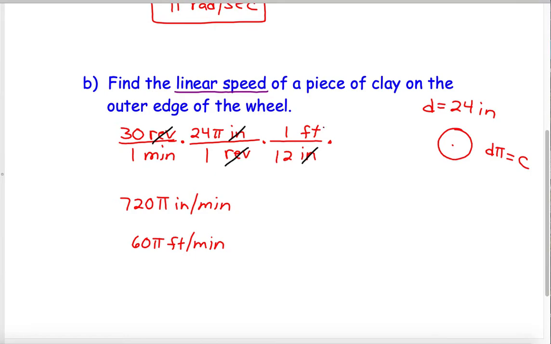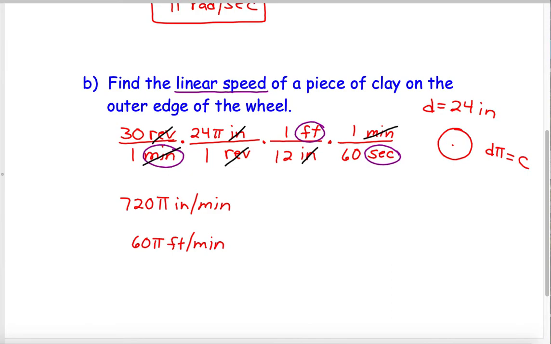So what do I have right now? Right now I have feet and I have minutes. And I still have a pretty big number, 60 pi, 188 and a half. So what if I cut my minutes down and did it in seconds? What would that do? Well, if I want to get rid of minutes, those would go on top. And convert to seconds, those would go on the bottom. What's the relationship? 1 minute is equal to 60 seconds. So now my minute units are gone, and now my answer is in feet per second. And so I would have to divide that by 60.